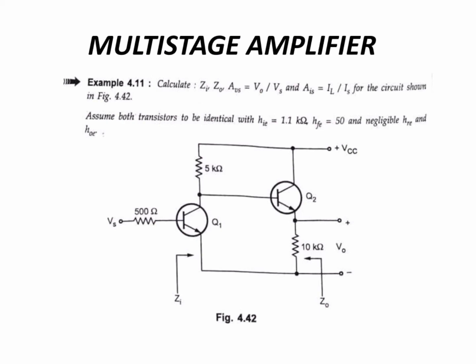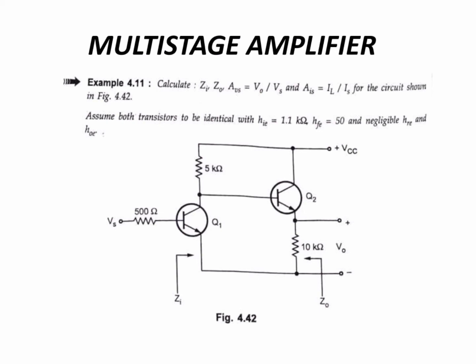Let me assume the given transistors to be identical with HIE equal to 1.1 kilo ohms and HFE equal to 50, which is nothing but the current gain, and HRE and HOE are negligible. As I already told in the single stage amplifier, in most of the problems they will give that HRE and HOE are negligible. So here also they follow the same method, as they gave HOE and HRE as negligible.